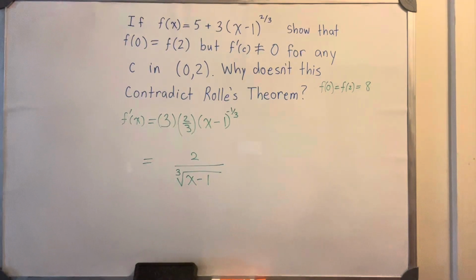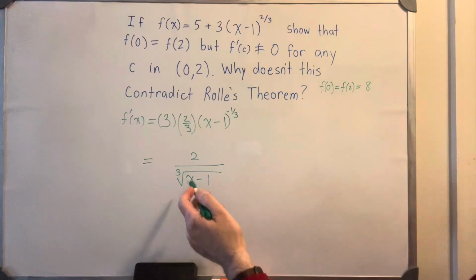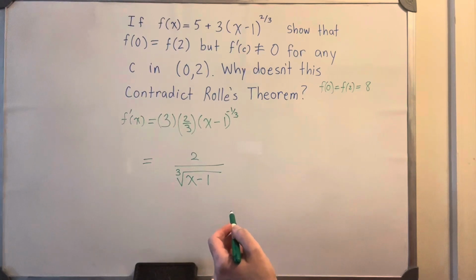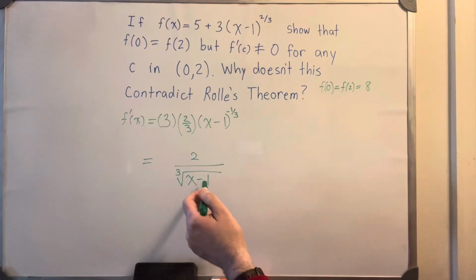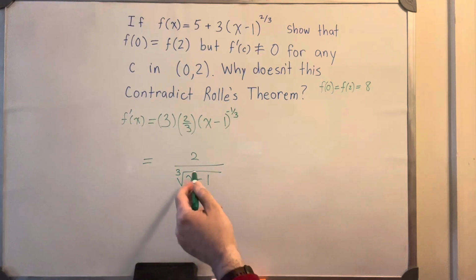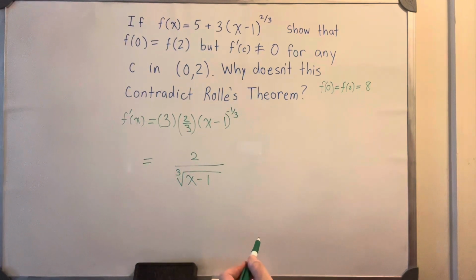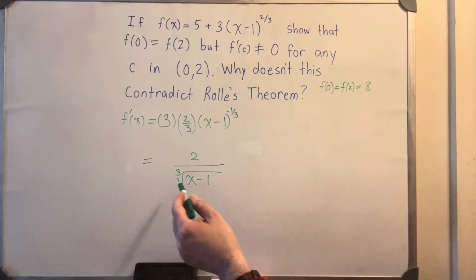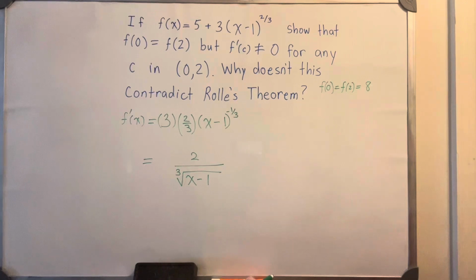Now, is there any value in the open interval (0, 2) for which this is 0? No. There's actually no value on the real number line where this function is 0, let alone in (0, 2). So there's no value where f prime of x equals 0.